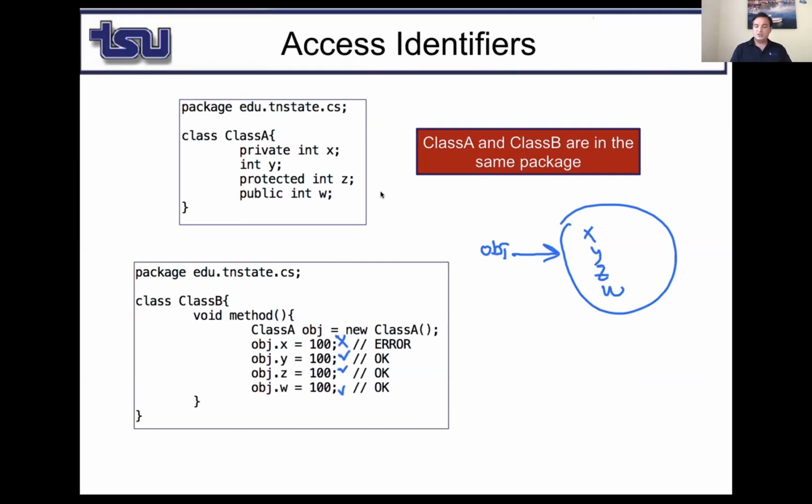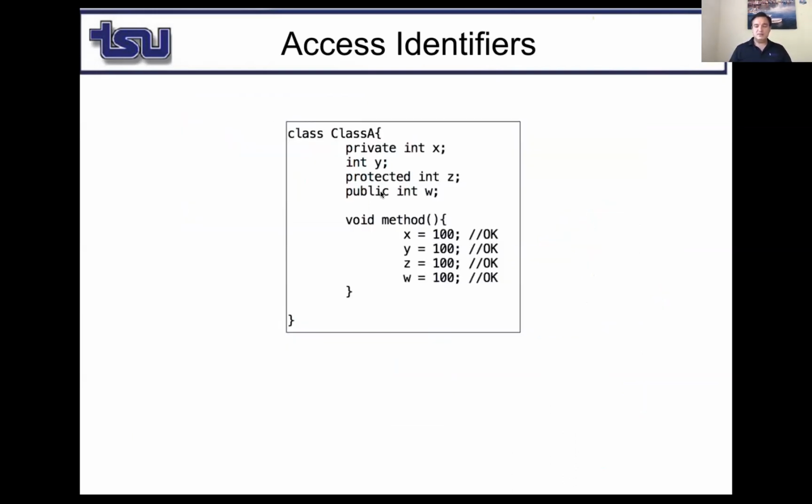Okay? So private is the most restrictive. Then we have none, and then protected, and then we have public. I hope you understand this to some extent.